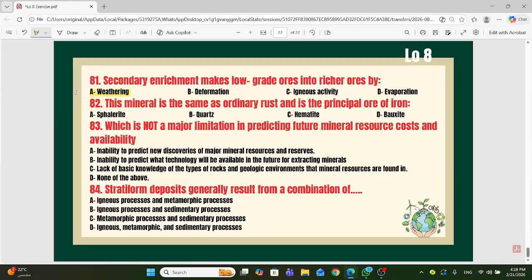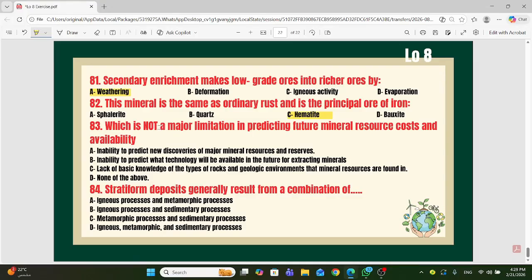No, weathering. This mineral is the same as ordinary rust and is the principal ore of iron: sulfur, or quartz, or hematite, or bauxite? No, hematite.